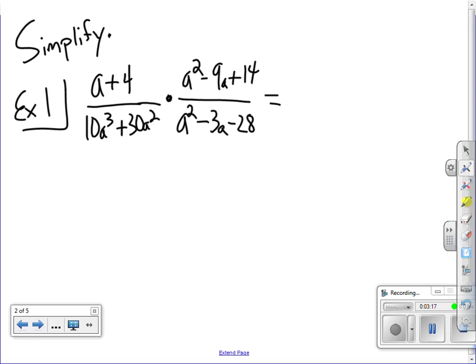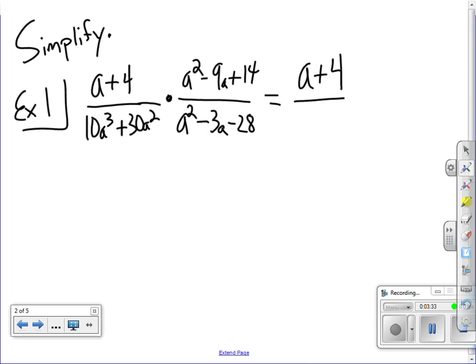So what do we have going on here? In the upstairs, we have a plus 4. It's not quadratic, it's linear. What's the GCF of that? It's 1. Okay, a plus 4 is done. Hey, that's pretty sweet. We don't have to do anything with that except rewrite it.